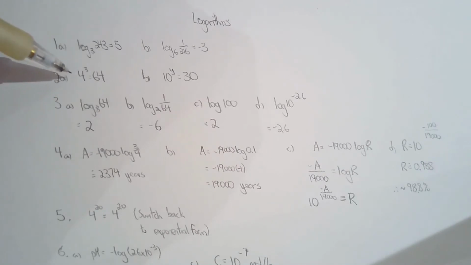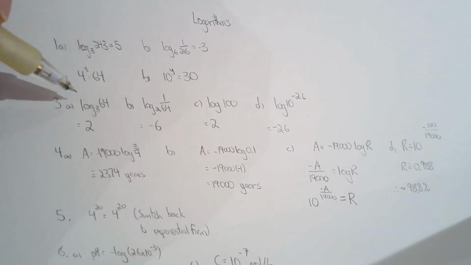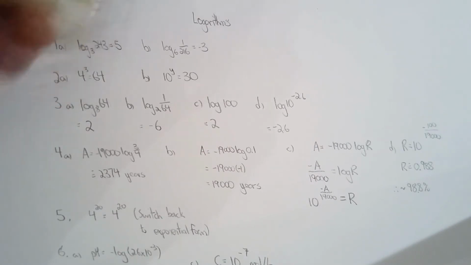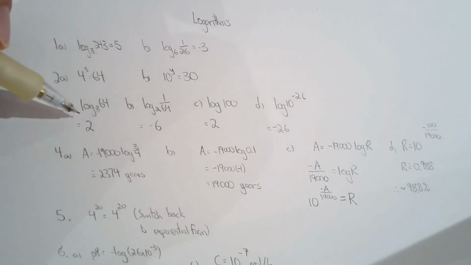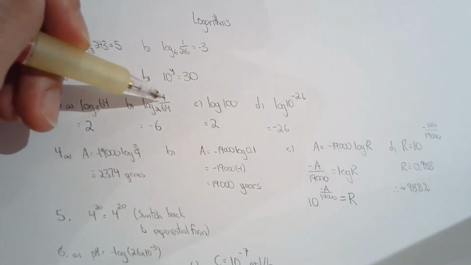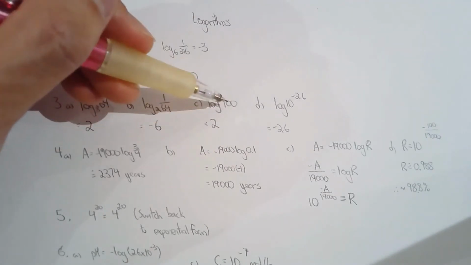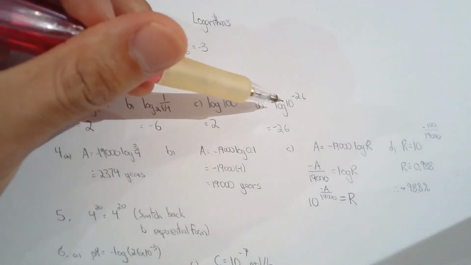Number two, they're asking us to rewrite in exponential form, so pretty much the same idea as question one, just reversing it. Number three, evaluate without the use of a calculator. For these questions, you just need to know your powers, like 8 squared is 64. 2 to the power of negative 6 is 1 over 64. 10 squared is 100.